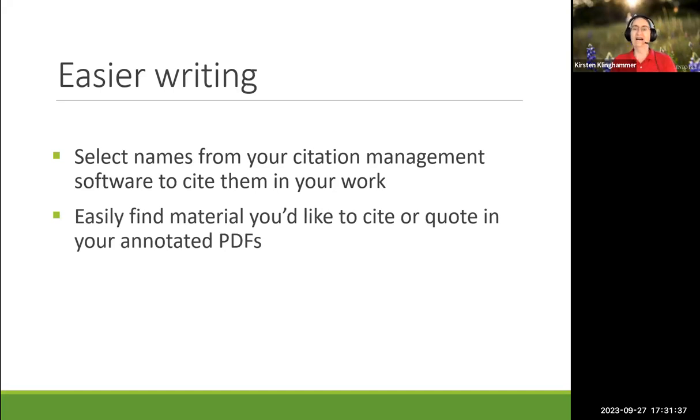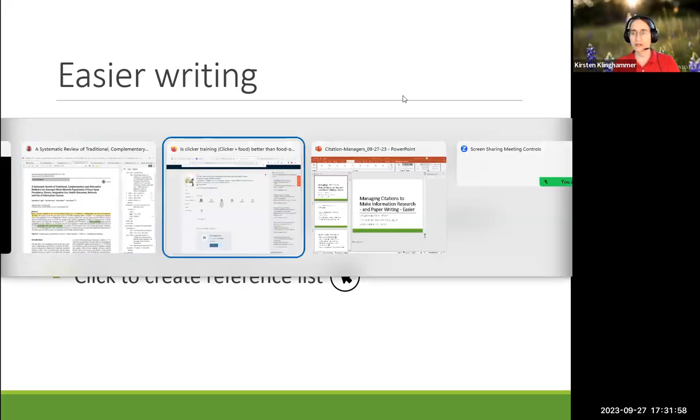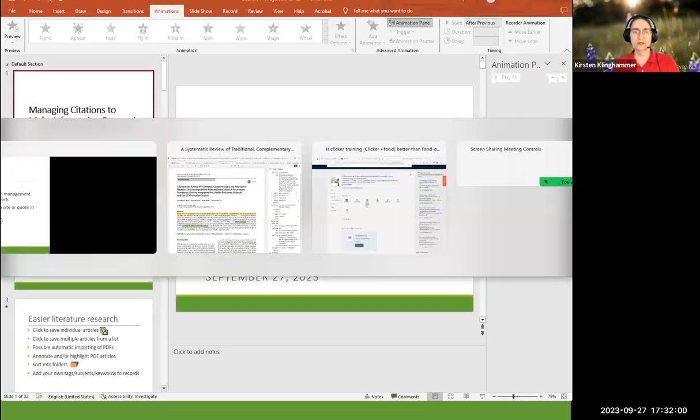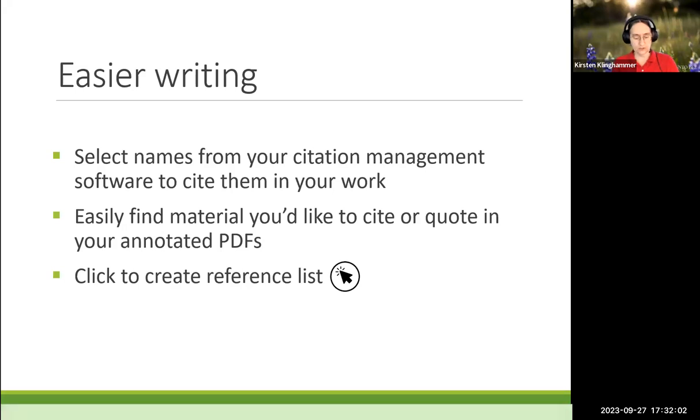As I mentioned, if you wanted to cite something or quote something from your annotated PDFs, you can go back really easily because you've gotten that available. Again, you don't have to use that. You could use that, but truly it can be very helpful. And you can click to create a reference list. So let's take a look here. And I am going to discover that I don't actually have Word open. So let me open up Word.